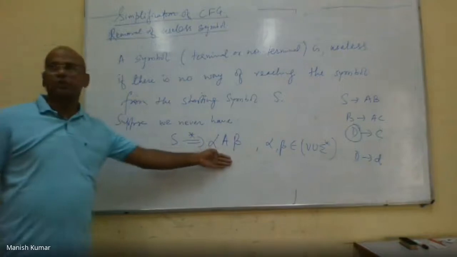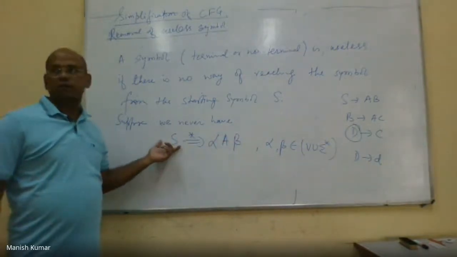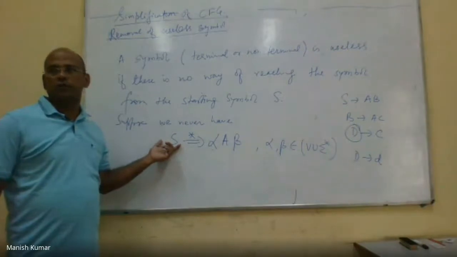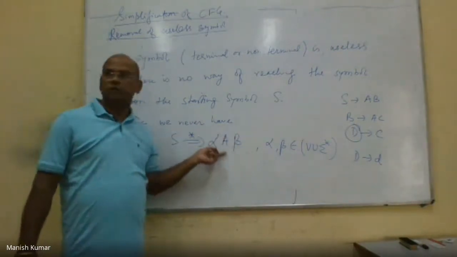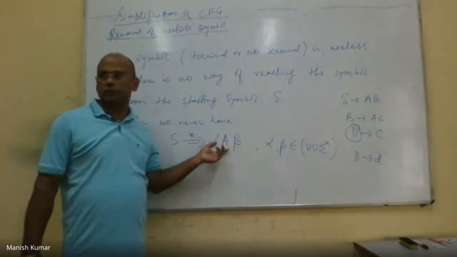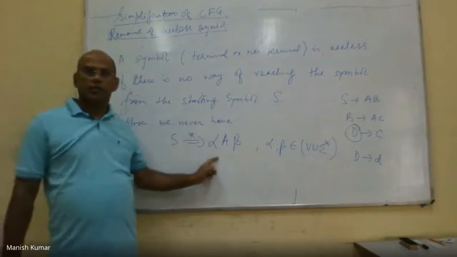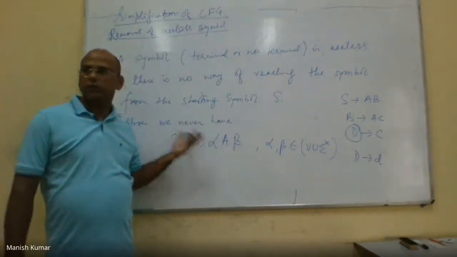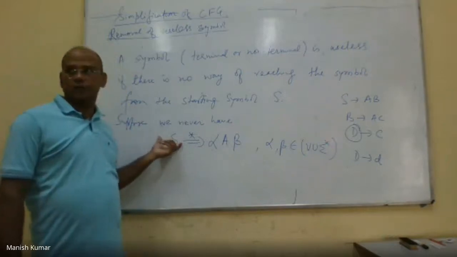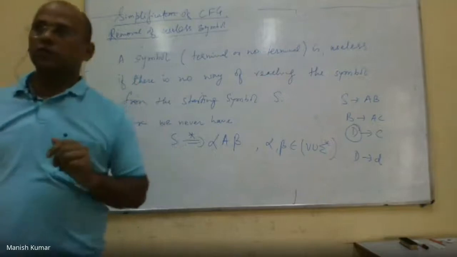That means you cannot generate this. That means S, the starting symbol, in 0 steps or more steps. If you can reach this, then this is not a useless one. But what we are saying is, we never have this. So that means we cannot generate this part for any case from the starting symbol S. So this A could be referred to as useless.